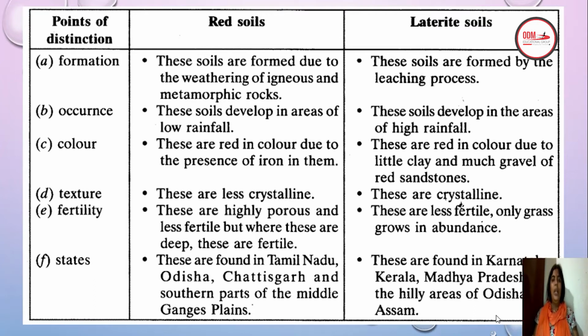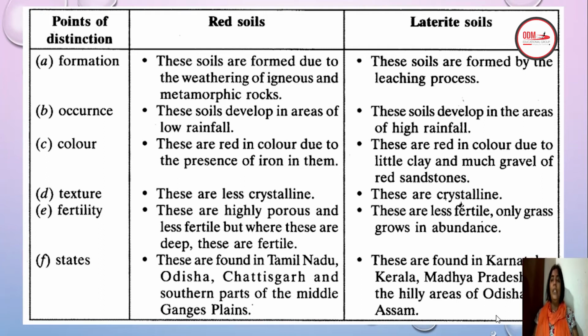Red soil develops in the areas of low rainfall. The color is red due to the presence of iron in them. The texture is less crystalline. They are highly porous and less fertile, but where there is a deep soil, these are fertile. Then they are found in Tamil Nadu, Odisha, Chhattisgarh, and some parts of Middle Ganga plain.